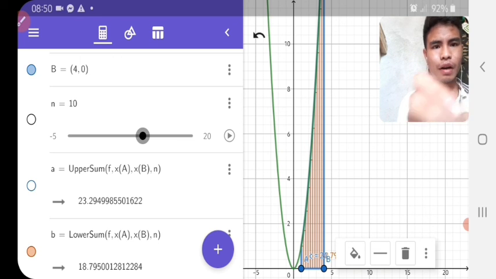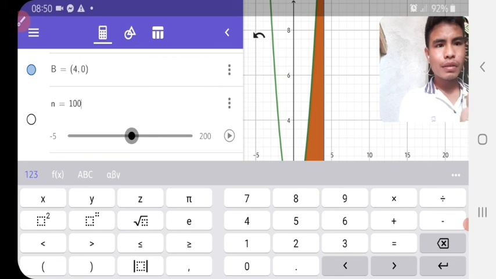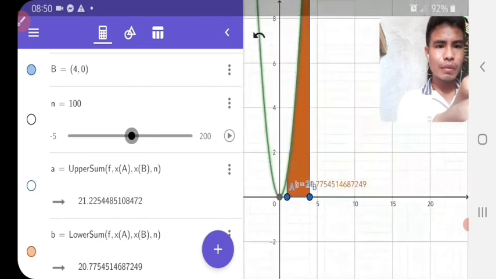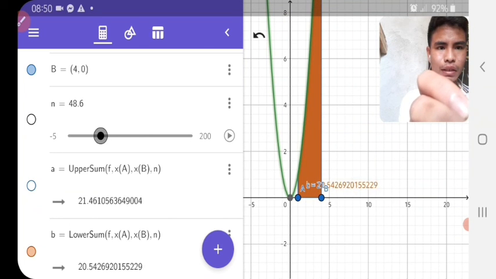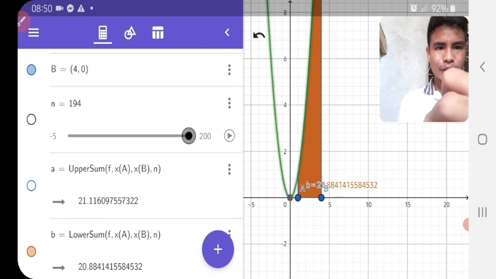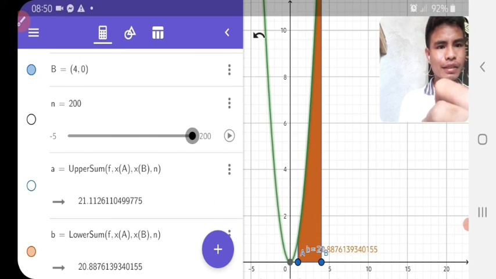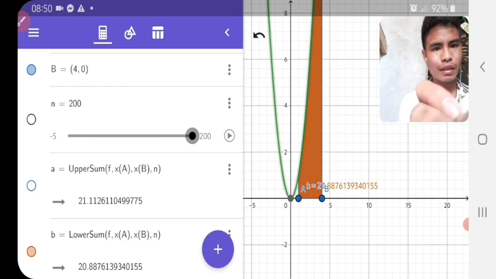So if we let our n become 100, look at this one, our 100 rectangles will be like that. The real value is found when our n goes to infinity. If we let our n become infinite, the approximation will be correct in finding the area.